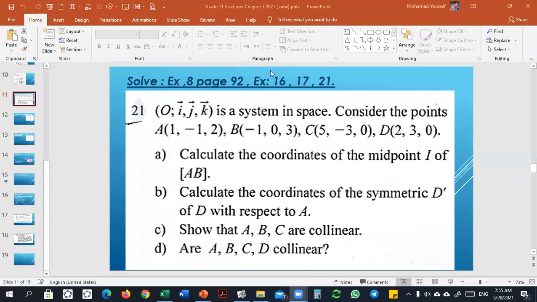Okay, we have this question as homework. OIJK is a system in space, so it gives you coordinates in space. Consider the points. We have 4 points A, B, C and D. Calculate the coordinates of I, the midpoint of the segment AB.